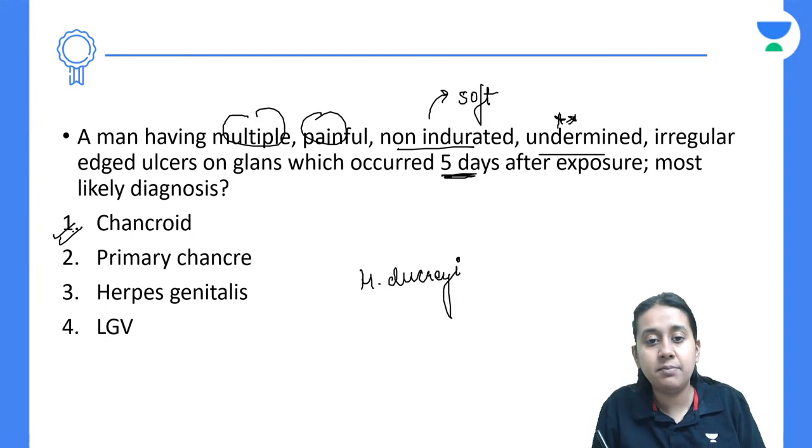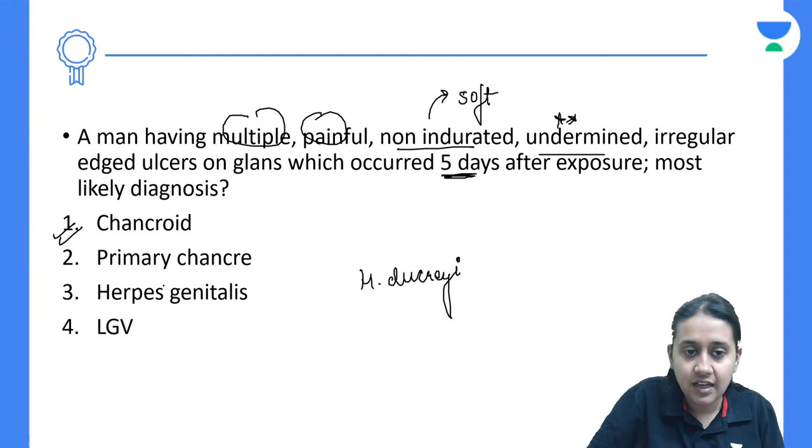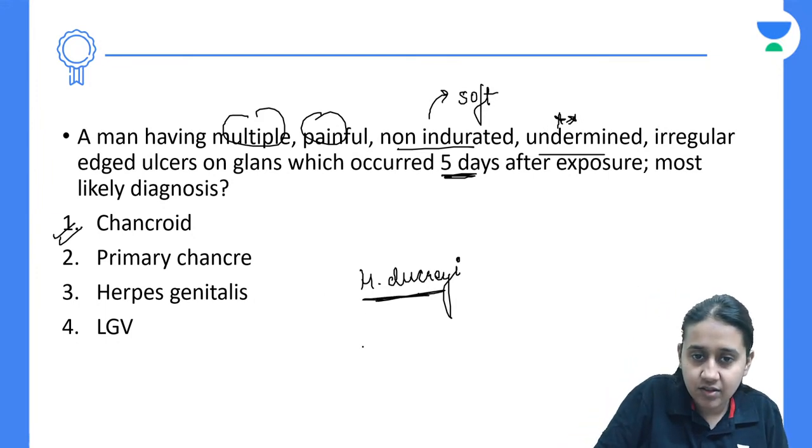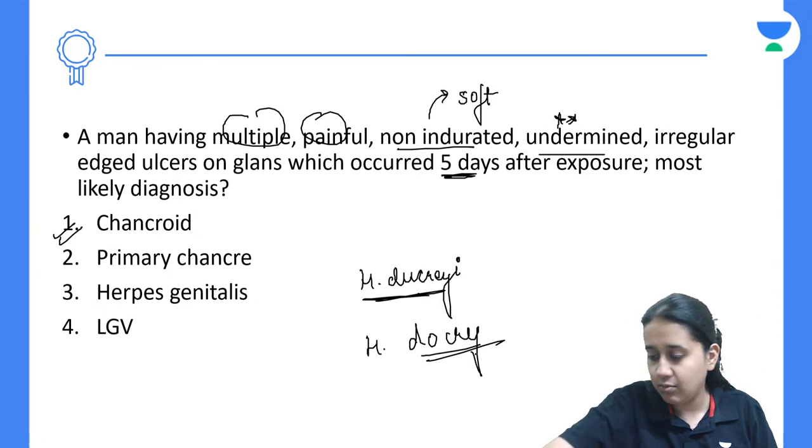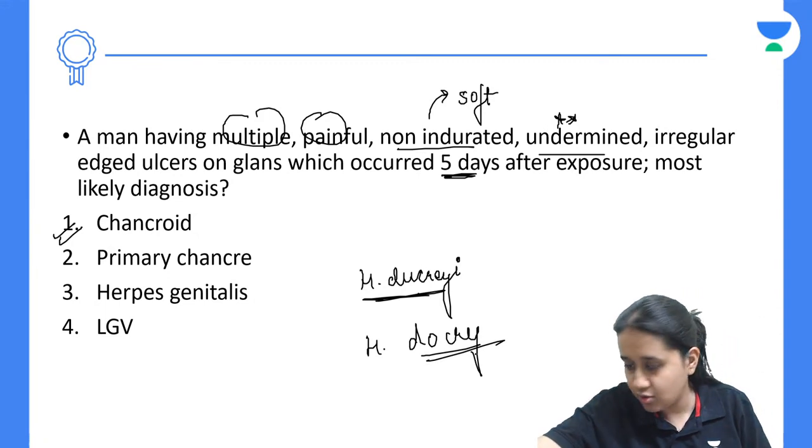You develop multiple painful soft cankers. To remember this, you can remember it as Haemophilus ducreyi. They cry out of pain. Haemophilus ducreyi. Very nice.